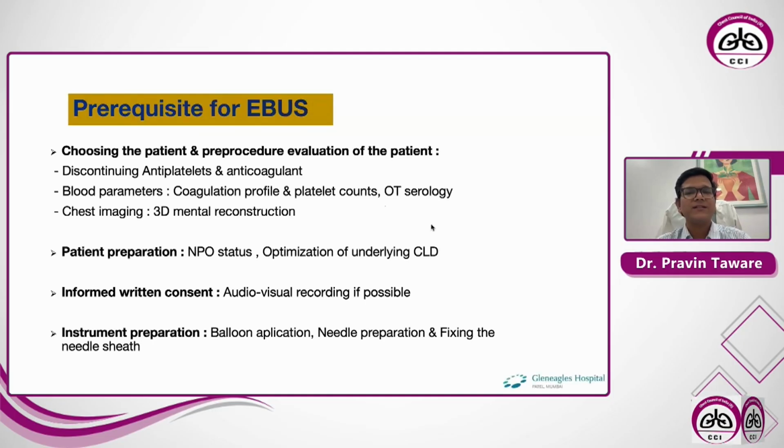So what are the prerequisites for EBUS? Choosing the right patient, pre-procedural evaluation of the patient, discontinuing antiplatelets and anticoagulants if thrombosis risk is not that high. Blood parameters checking is very important: coagulation profile, platelet count and OT serology. Chest imaging, you should check prior and make a 3D mental reconstruction. Patient preparation, as we mentioned, NBM status and optimization of underlying chronic lung disease.